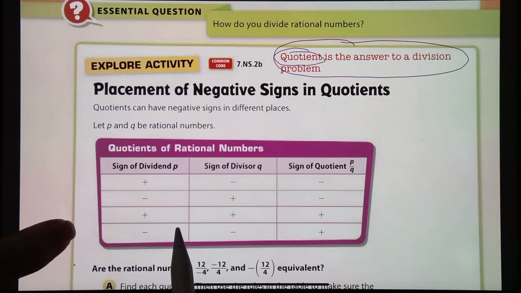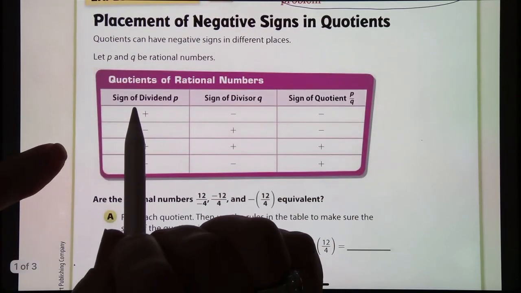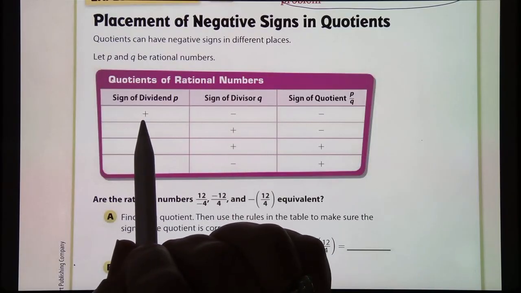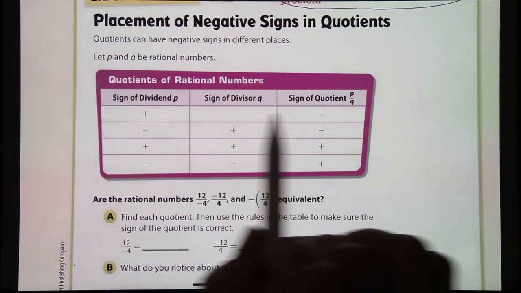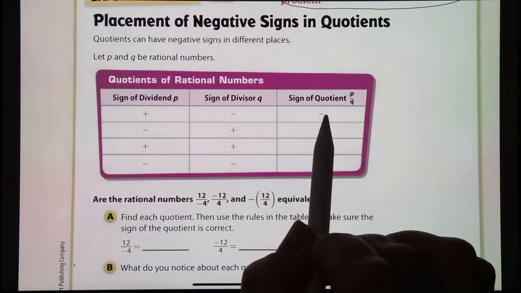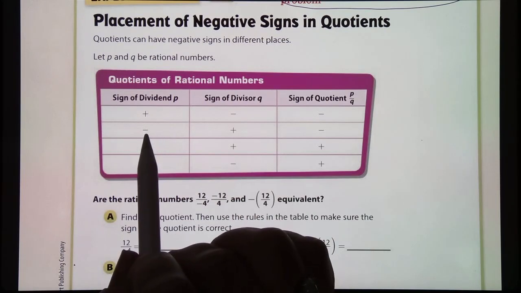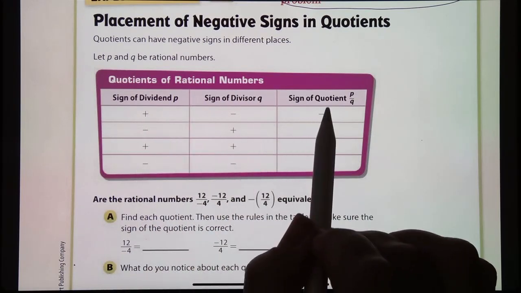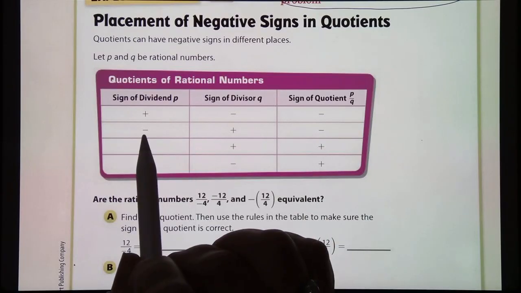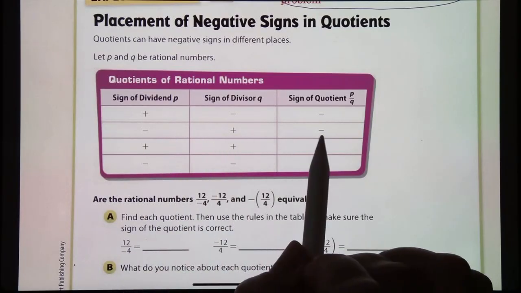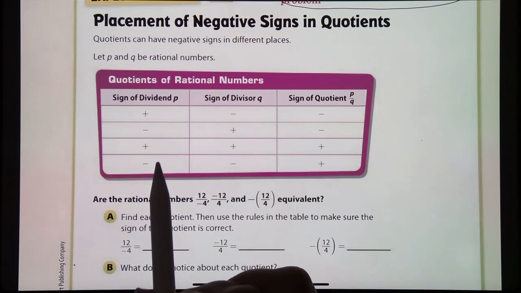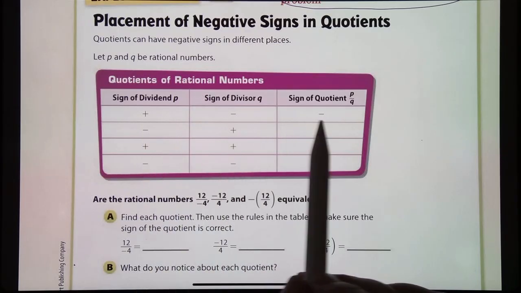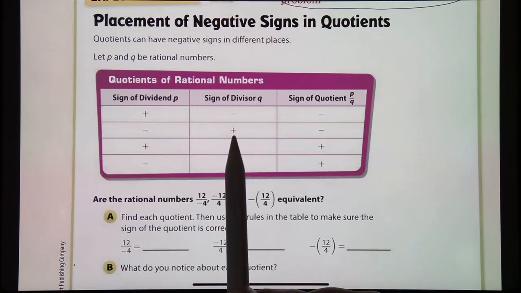So your dividend P, the divisor Q. A positive divided by a negative is a negative. If my dividend is negative and my divisor is positive, my quotient, which is the answer, is negative. A negative divided by a positive is negative. Same thing like when I multiplied. Positive times a negative is negative. Negative times a positive is negative.